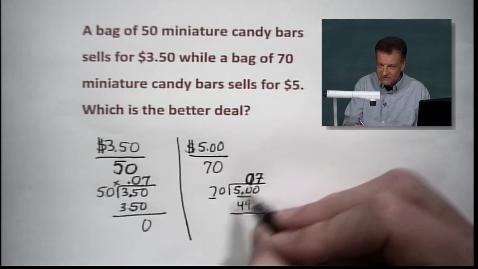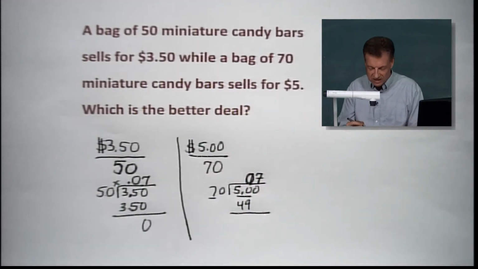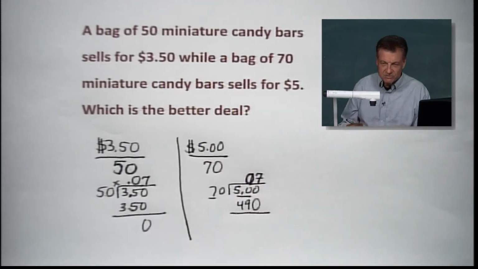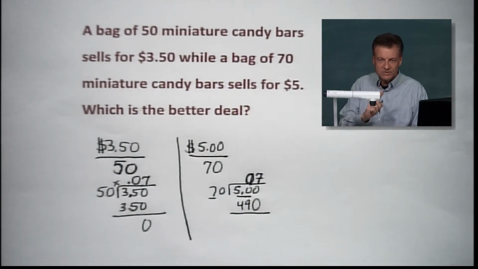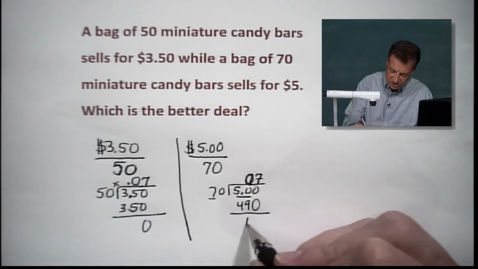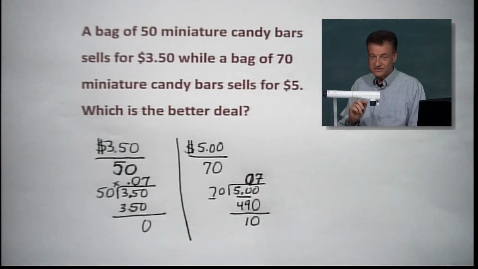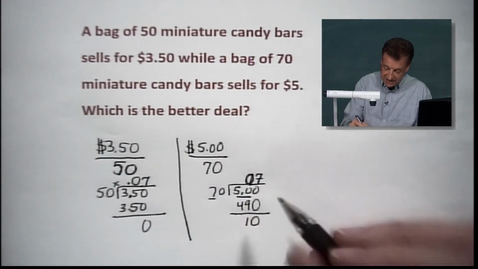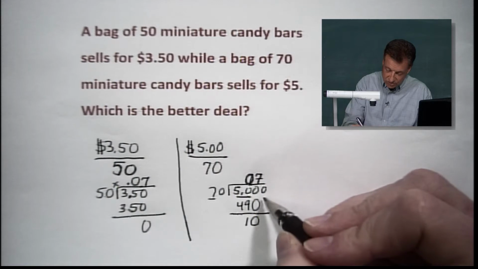Remember, 70 doesn't go into 50, but 70 will go into 500. And it goes 7 times. We'll put that 7 right in there. Be careful when you put these numbers in place. Good old long division. And that can make a big difference. Right now, I've got a 10 there. I guess I can bring down one more 0.